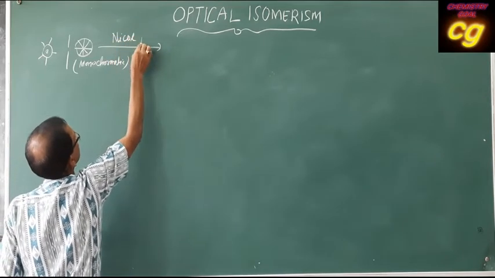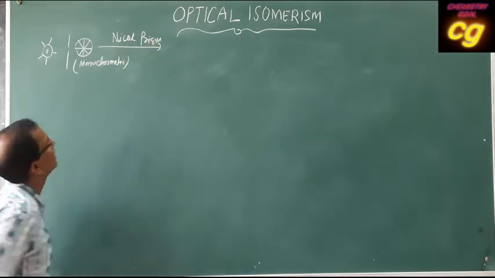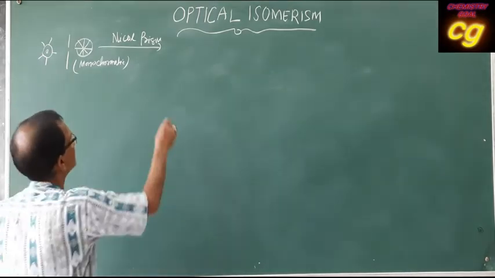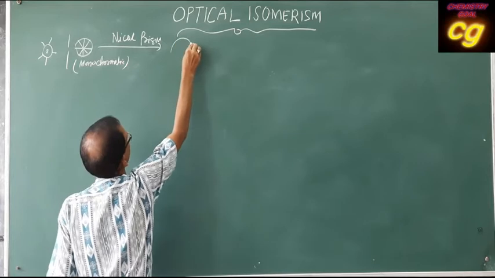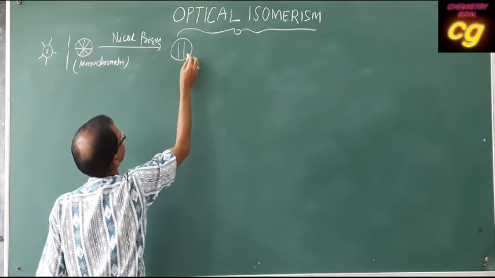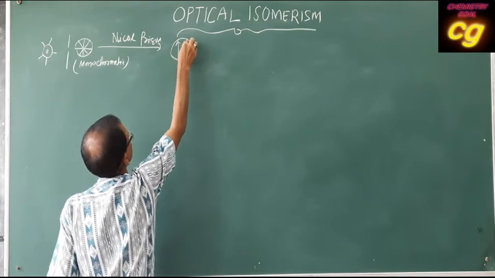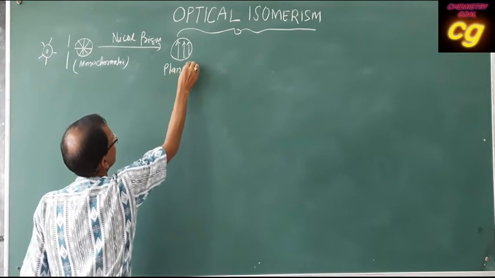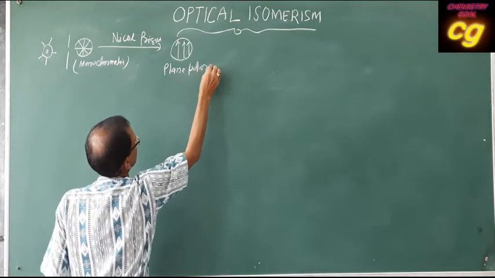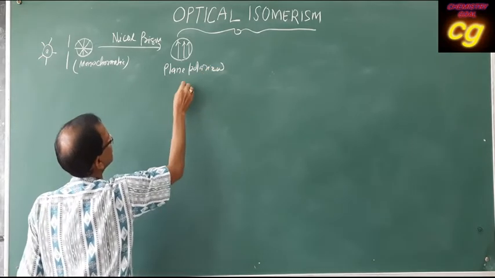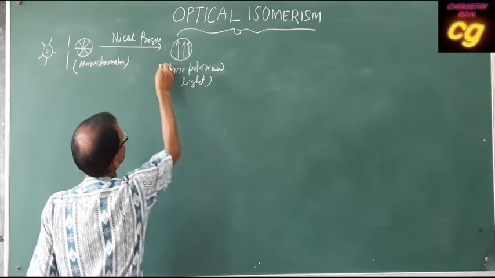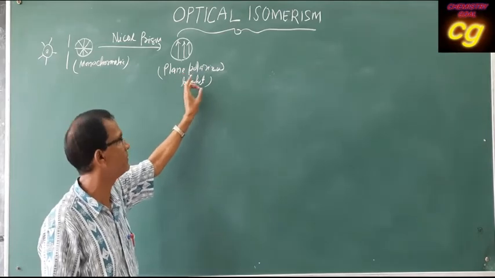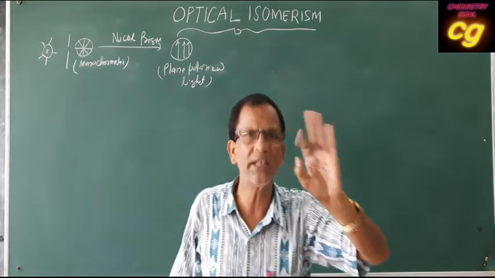When it passes through the nicol prism, what happens? The light will be in one direction. This is called plane polarized light. It is monochromatic but in one plane. Plane polarized light means monochromatic light having one single plane.